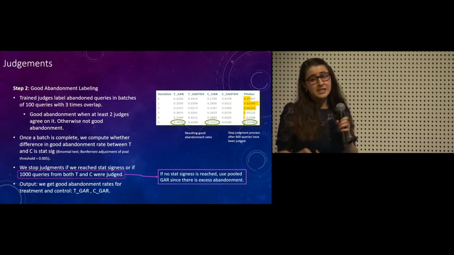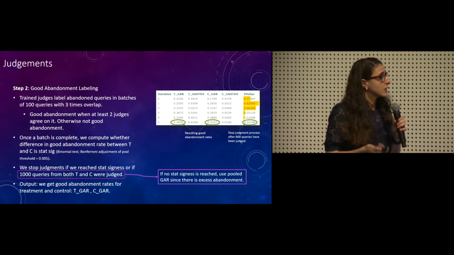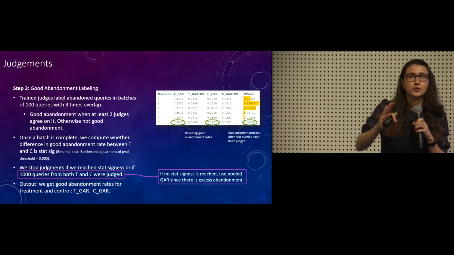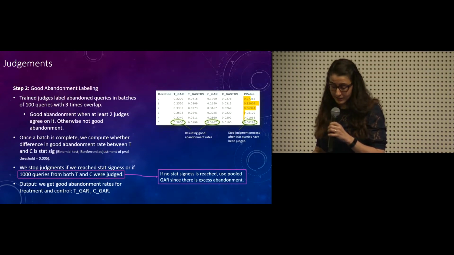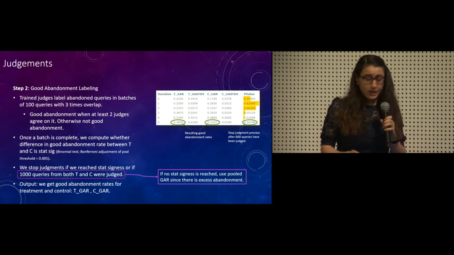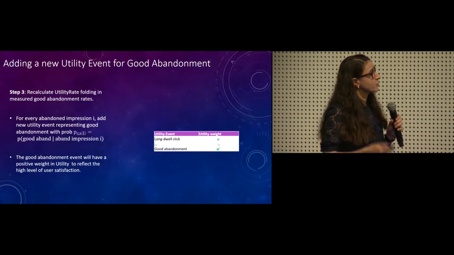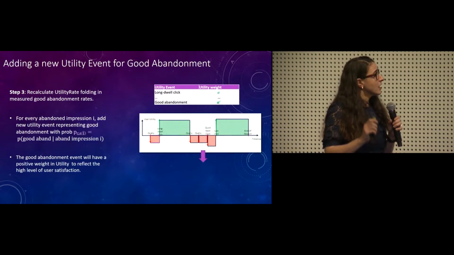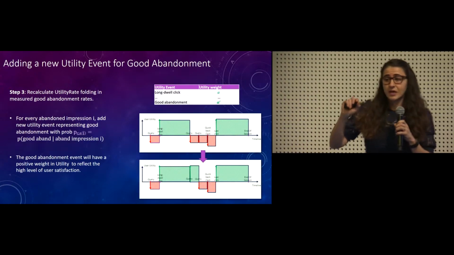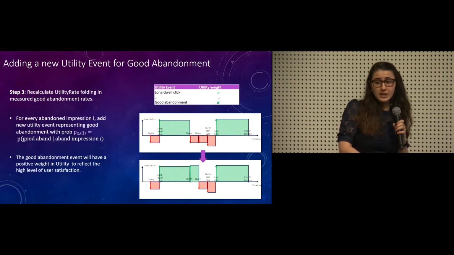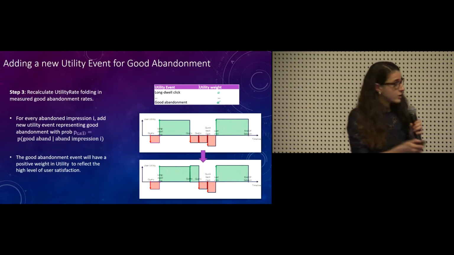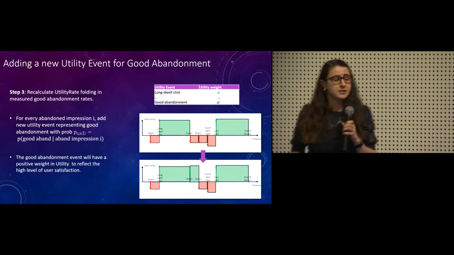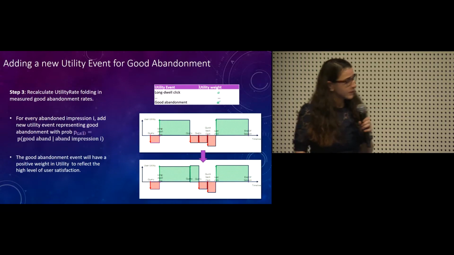Note that even if there is no statistical difference between the two good abandonment rates, we still need to compute a pooled one, because we know there's more abandonment on treatment, and we need to account for that. Now that we have our abandonment rates, for every abandonment impression we're going to add a new utility event that represents whether there's good abandonment or not. We determine that with a probability, which is the probability of good abandonment given that impression overall. Really, we're taking that query and flipping it to positive with some probability. So how do we determine that probability?